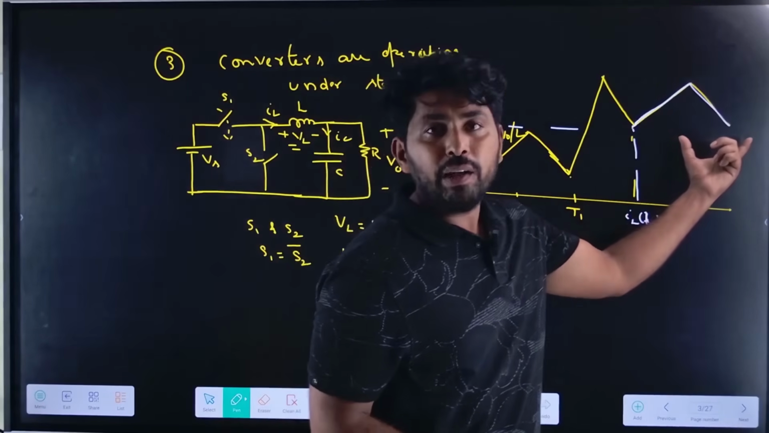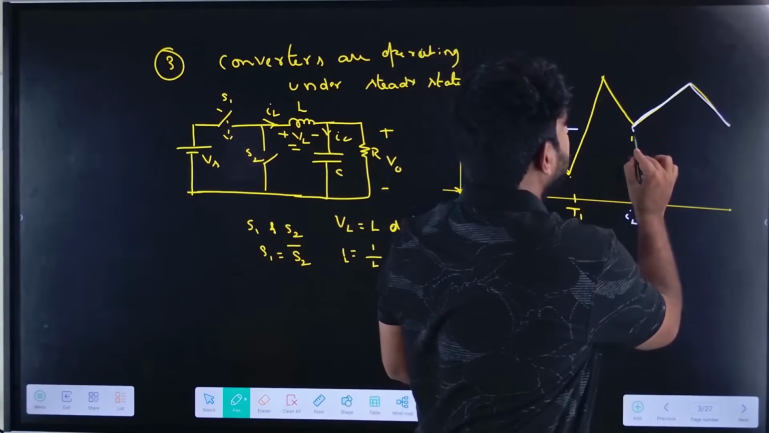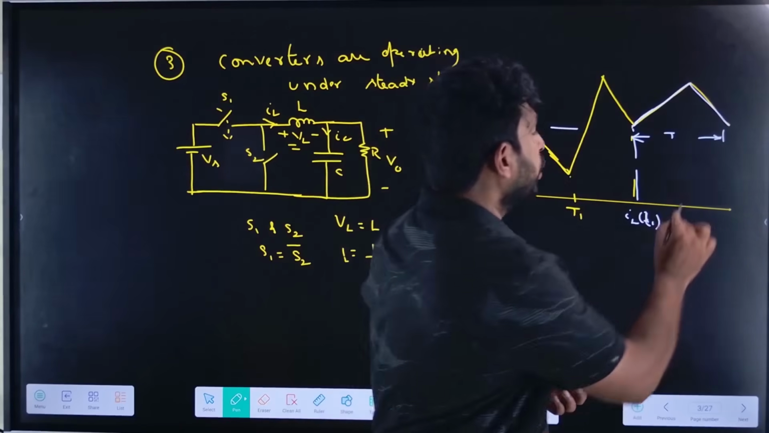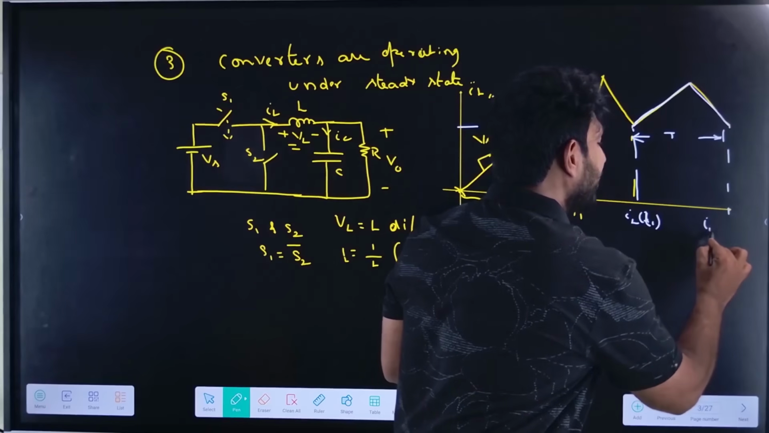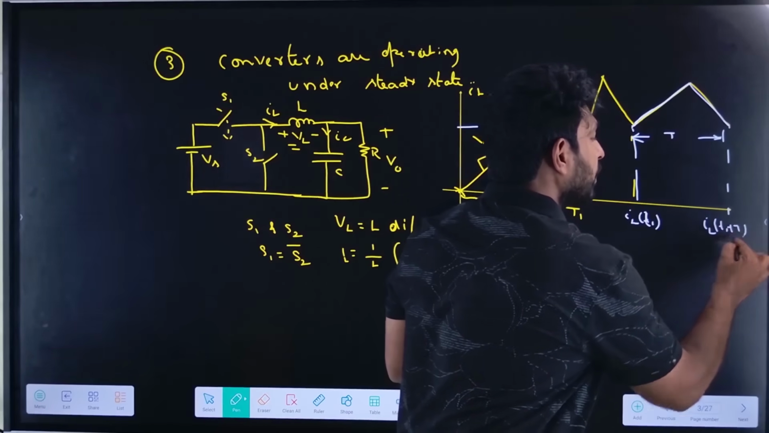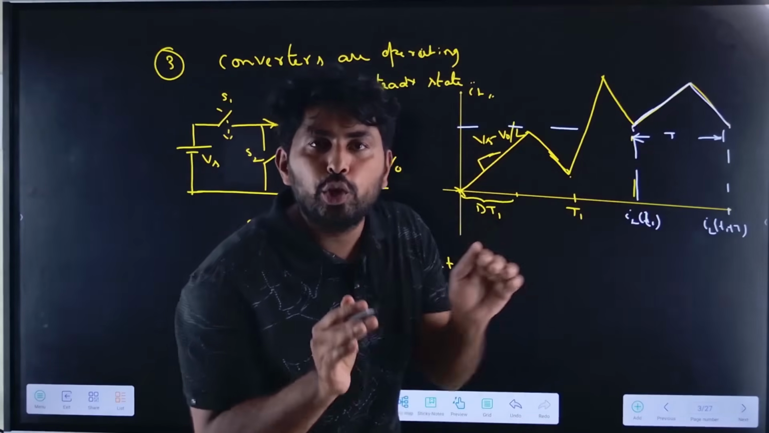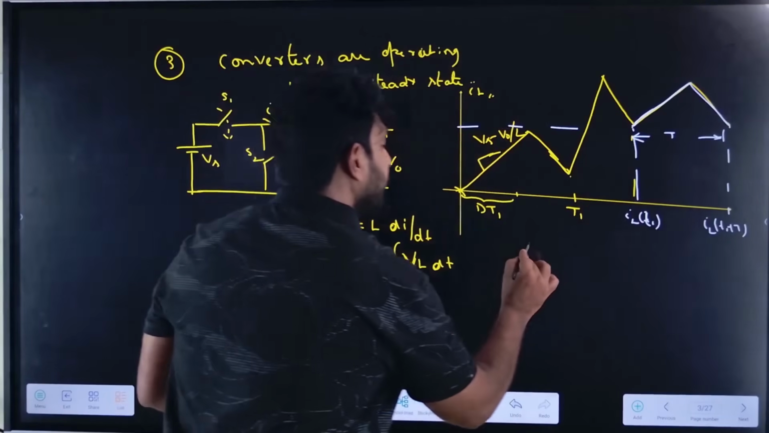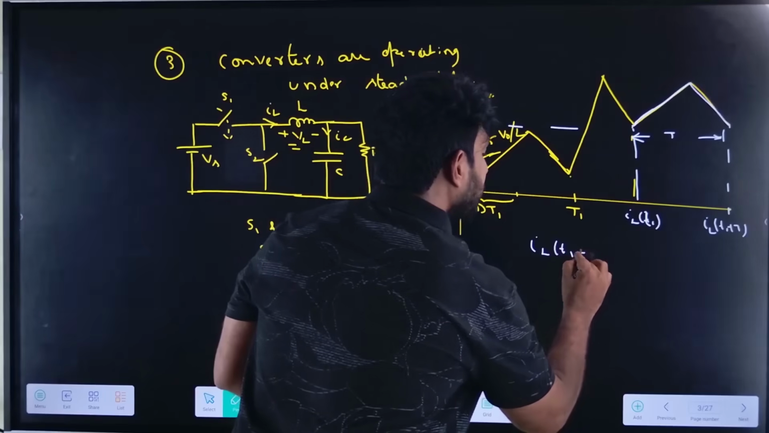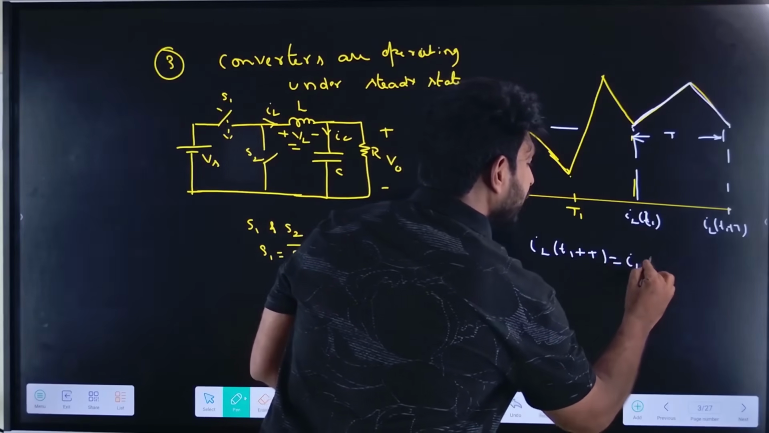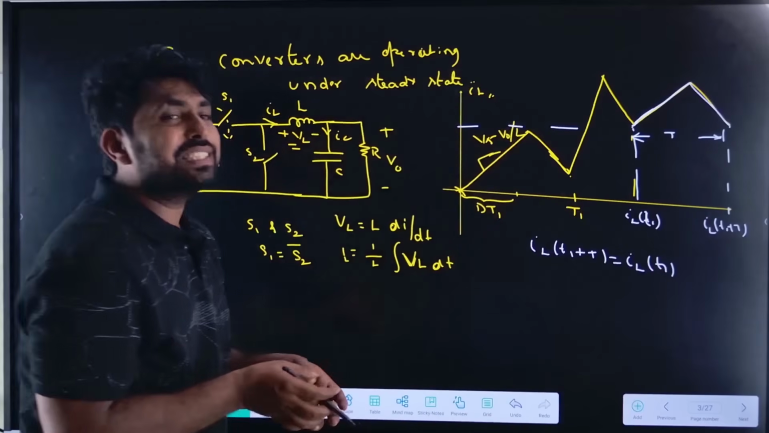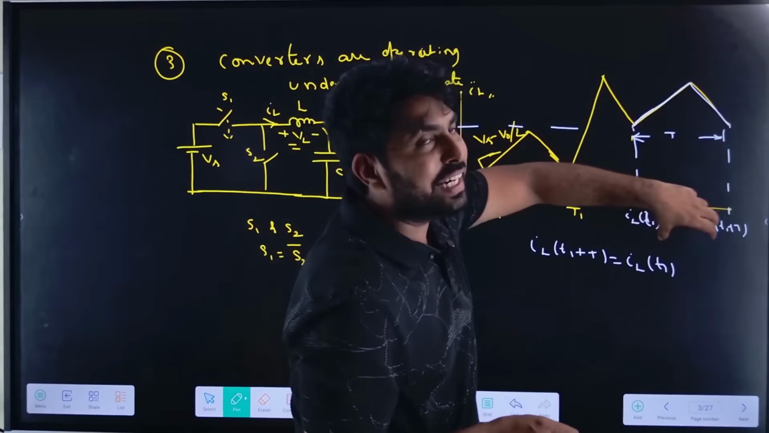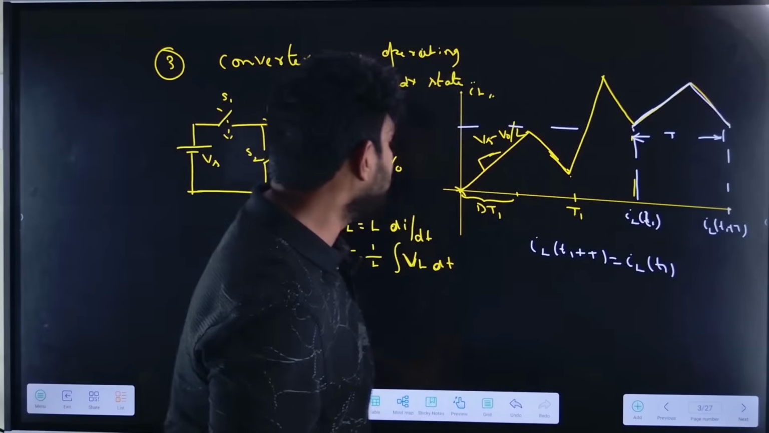What is this time period? That is the switching period of the converter, T. So which is IL of T1 plus T. If you observe in this condition, during the steady state, IL of T1 equals IL of T1 plus T. So during the steady state condition, where the converter is operated in steady state, this condition should be satisfied.